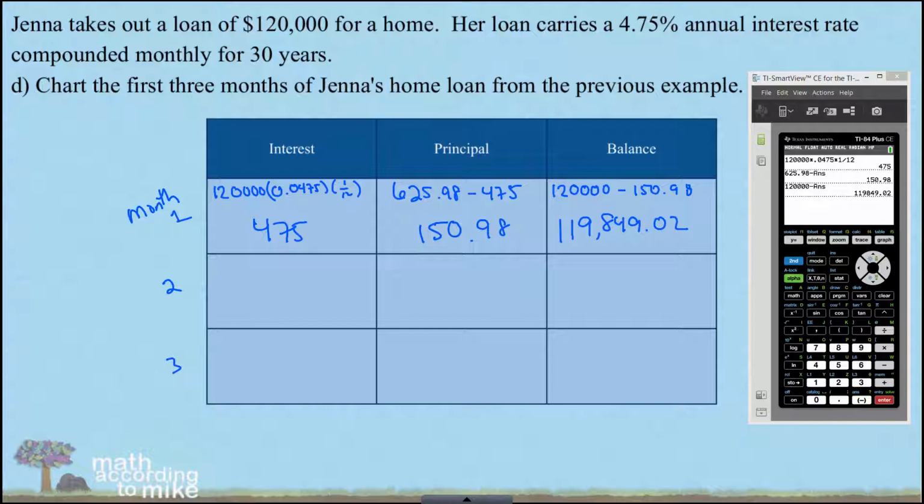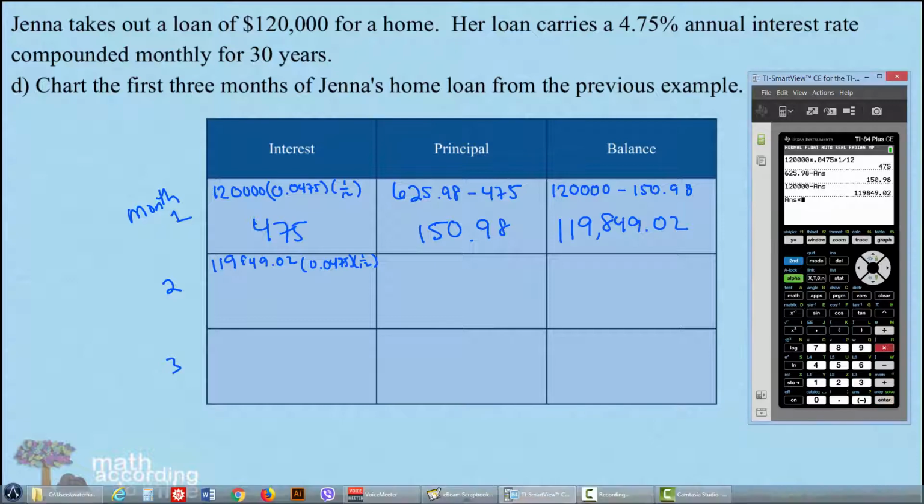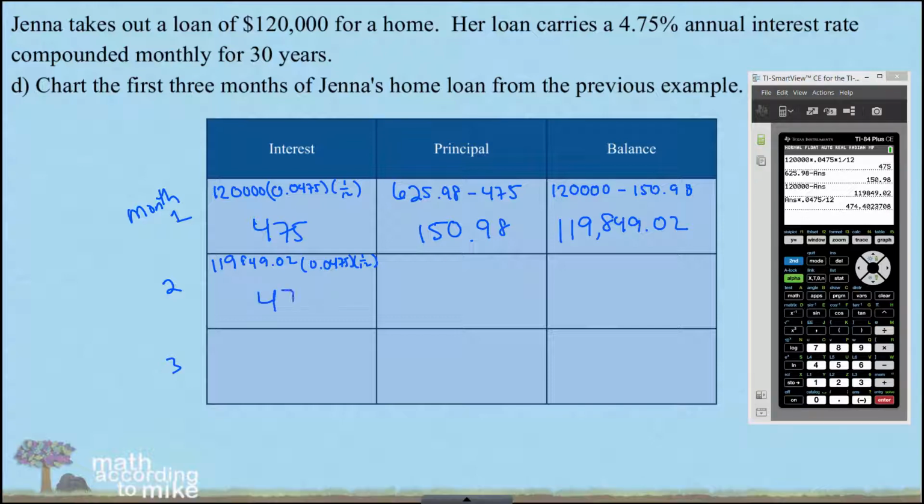So for month number 2, you take the previous balance and you just do the same thing. You multiply it by the R, multiply it by the T, I'm just going to say divide by 12. You don't need to say the times 1. You should notice as time goes on, the amount going towards the interest goes down and the amount going towards the principal goes up. Notice it went down by 60 cents.